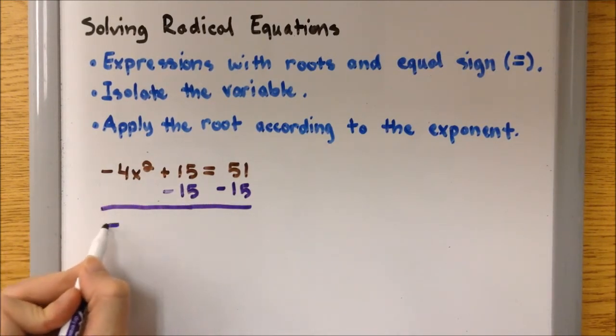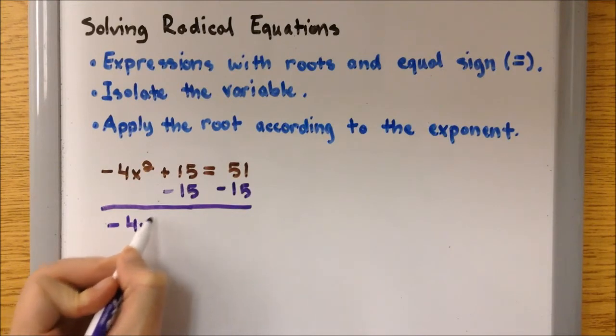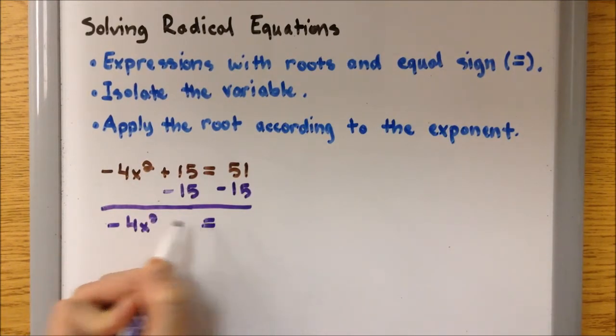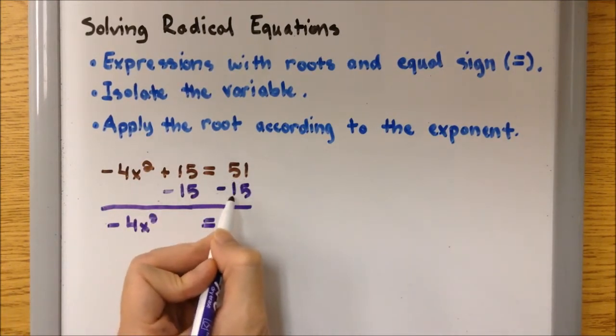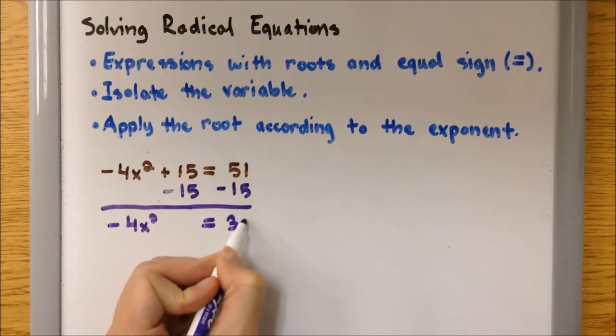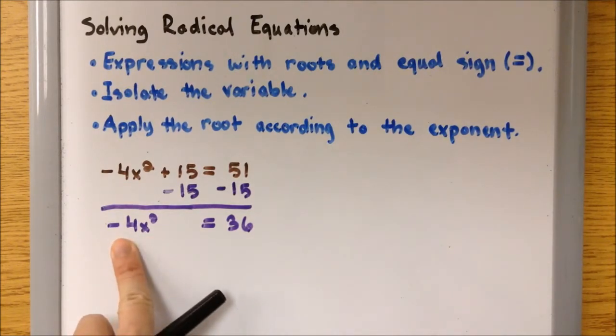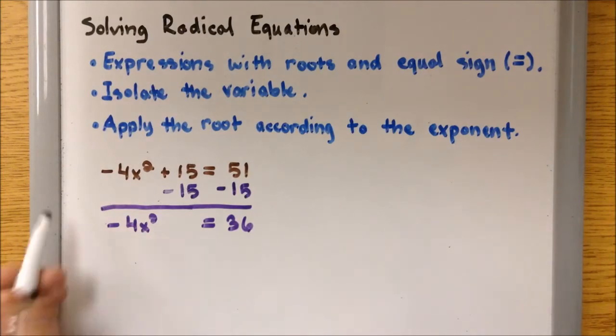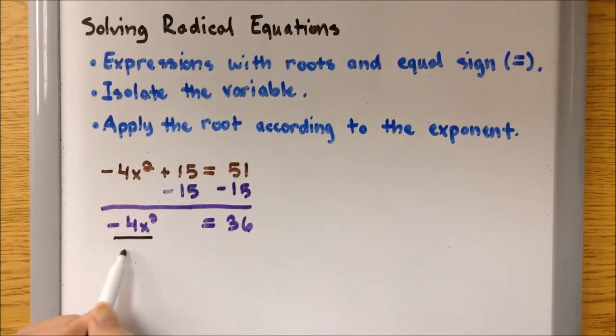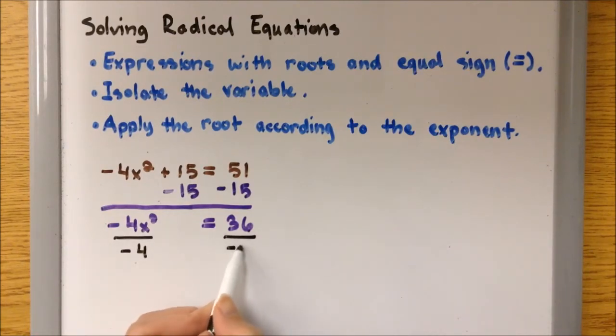So I'll bring down the negative 4x squared, equal sign. 51 minus 15 will be 36. Alright, so now we got negative 4x squared by itself. Now I want to get x squared by itself, so that means I need to get rid of the negative 4. Since it's multiplying, I'm going to divide by negative 4. Since I did it on the left, I got to do it on the right. Divide by negative 4.